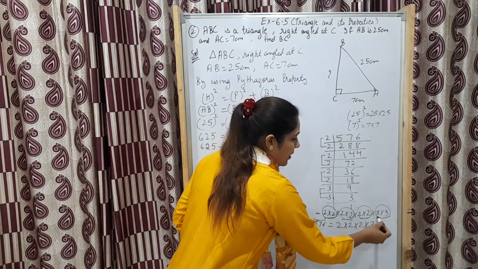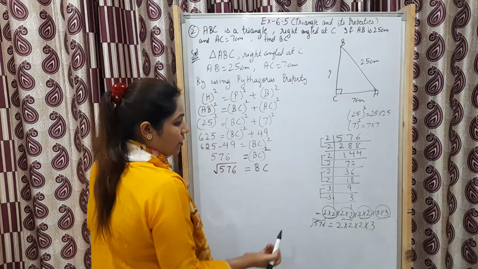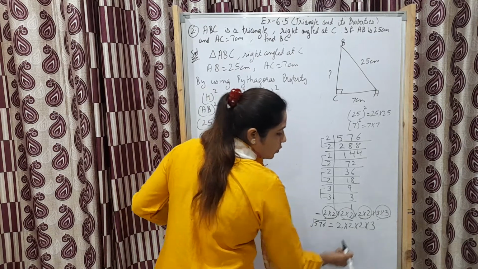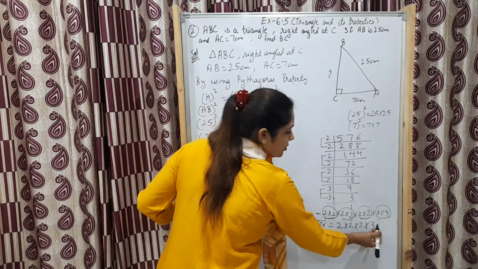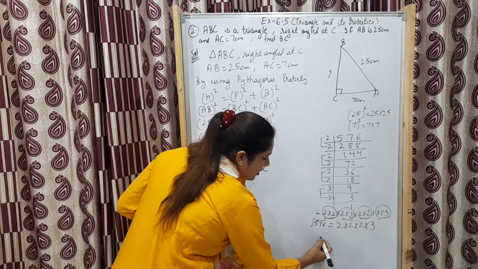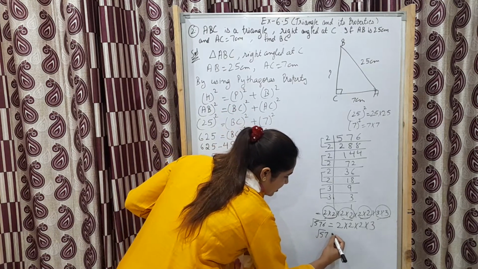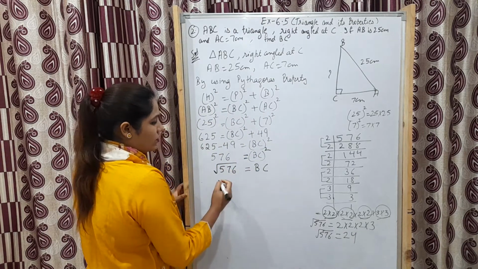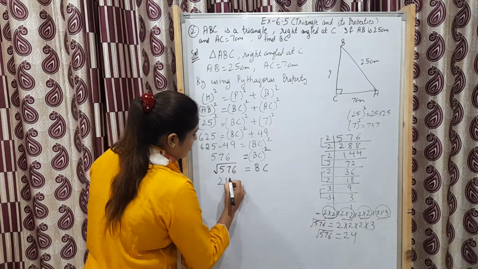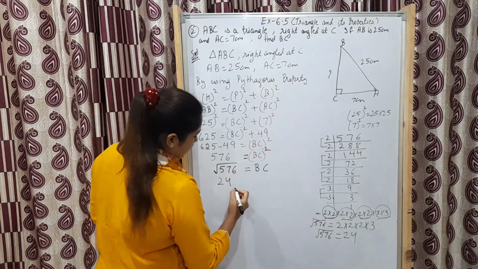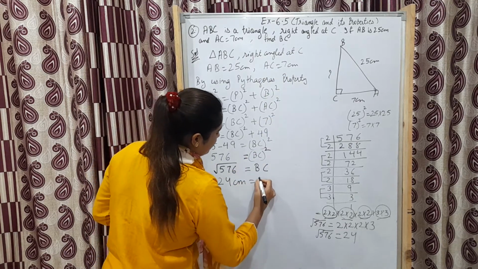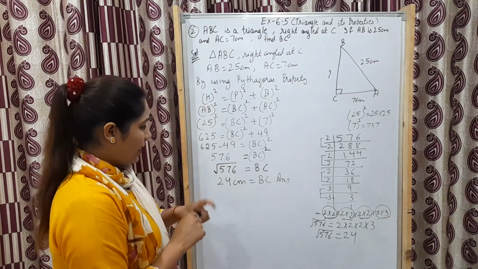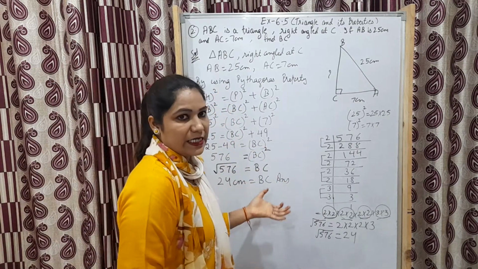3 is also in pair, you will write single time. Now 2 into 2, 4, 4 into 2, 8, 8 into 3, 24. So the value of square root 576 is 24. So here square root of 576 is 24, and that is in centimeter, 24 centimeter the value of BC. That is your answer.